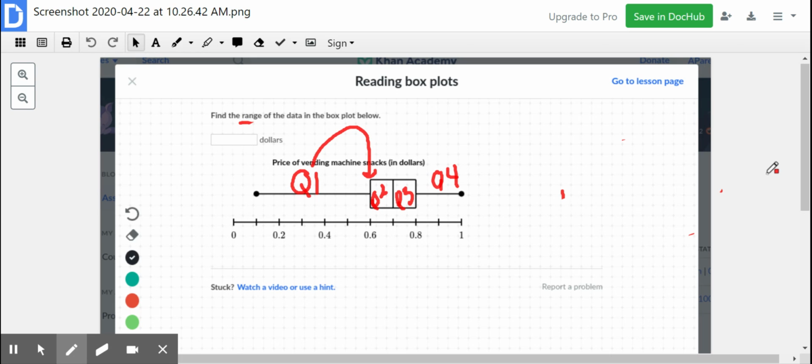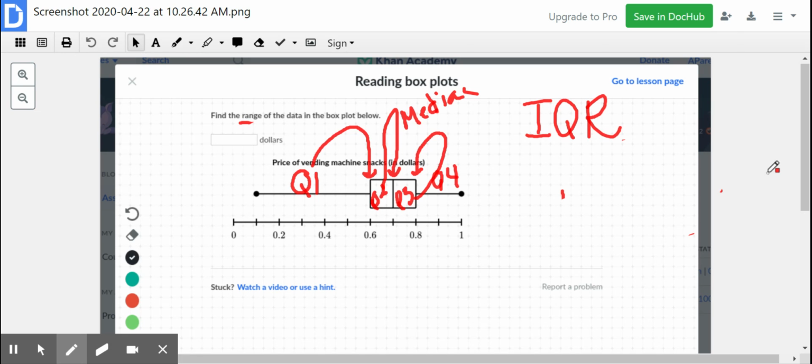So that line is quartile 1. This line is quartile 2, which we also know as the median. And this line is quartile 3. All right, so those are our quartiles. They're going to help us find the IQR, or the interquartile range.